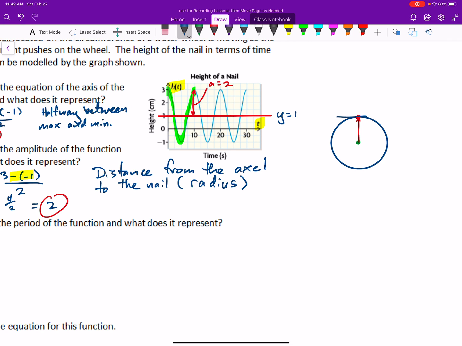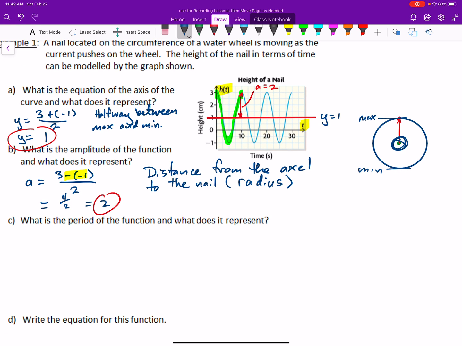It is halfway between the max and the min. If the max is up here and the min is down here, halfway in between is the height of the axle, isn't it? That's going to be right here. So it's the center of the wheel. There are different ways of wording it. Why don't I say center of the wheel?